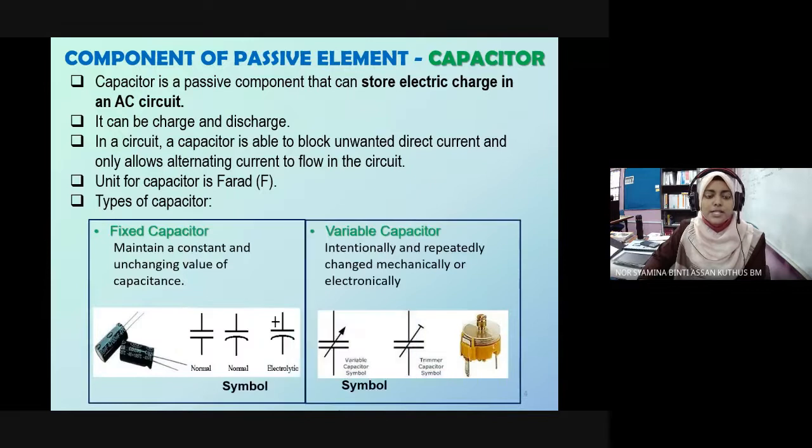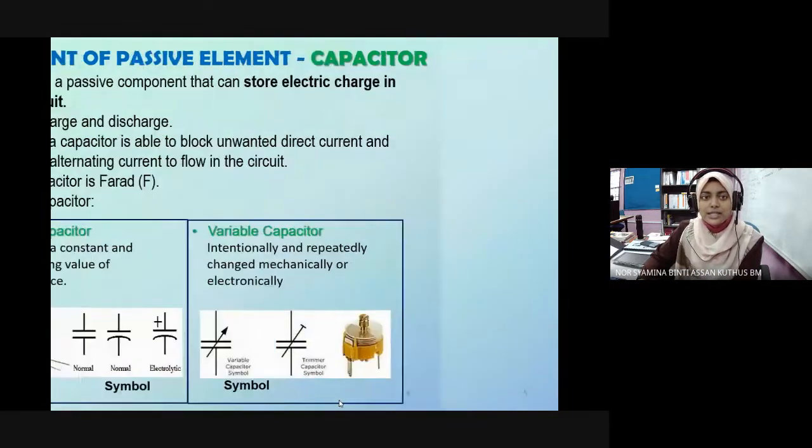Types of capacitor ada fixed capacitor dan juga ada variable capacitor. So fixed capacitor akan maintain a constant and unchanging value of capacitance. So variable capacitance dia akan intentionally and repeatedly change mechanically ataupun electronically depends on dia punya function of that circuit.